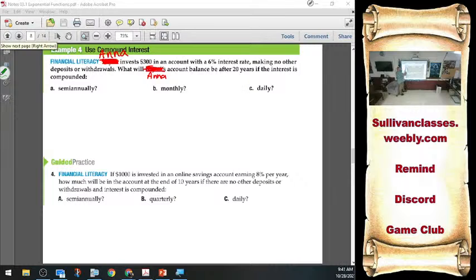Semi-annually. I'm going to say we got $300. 1 plus the rate. 0.06. Please tell me that you remember decimal to percent or percent to decimal is always 2 places. That's the only thing I remember. Okay. So I'm going to say 0.06 over... If it's semi-annually, how many times is it compounded every year?